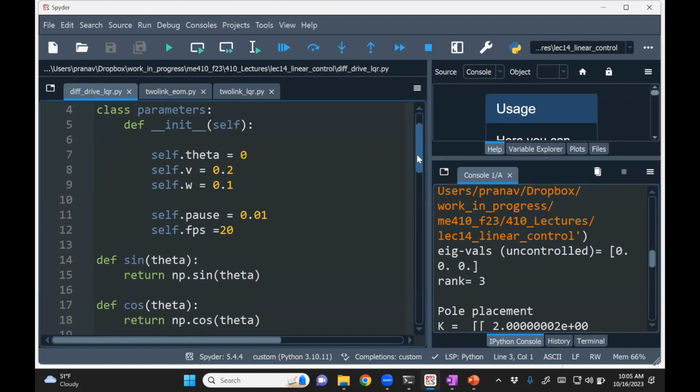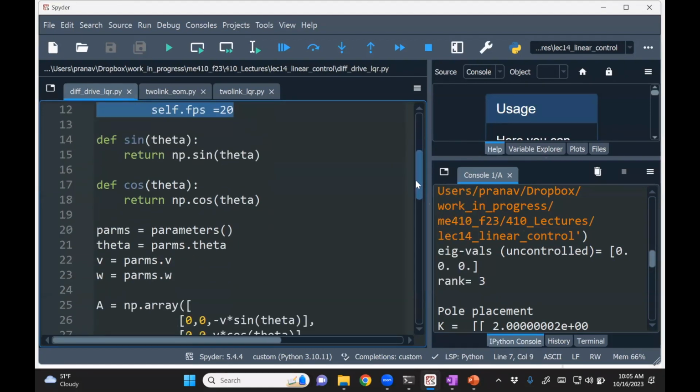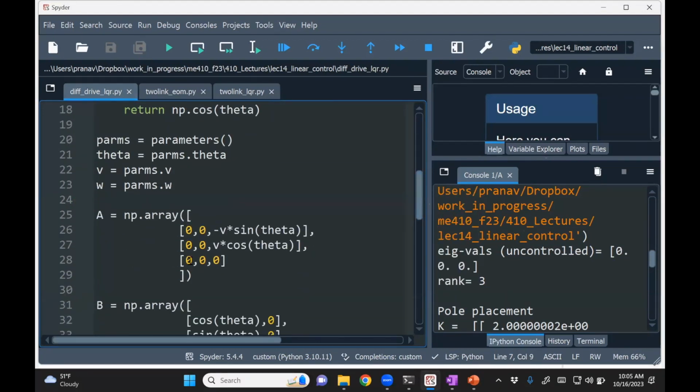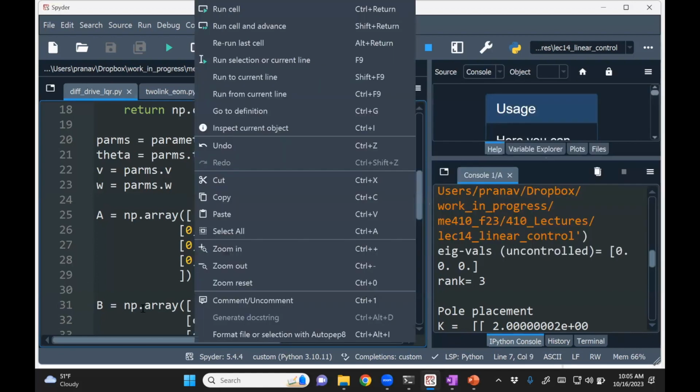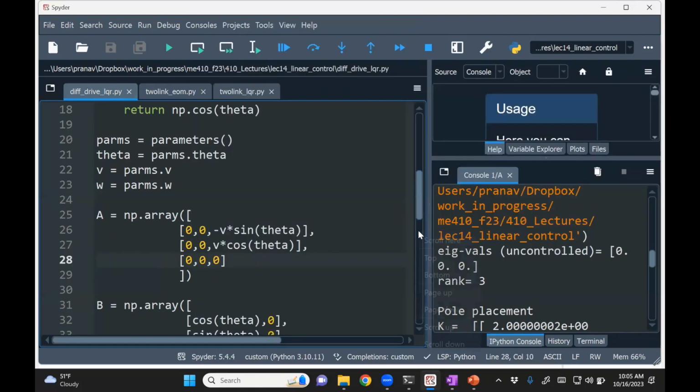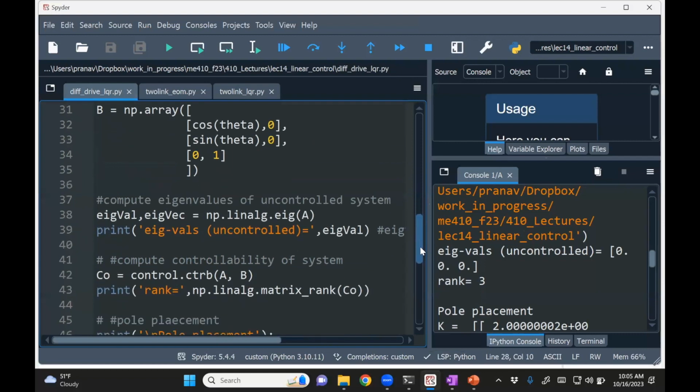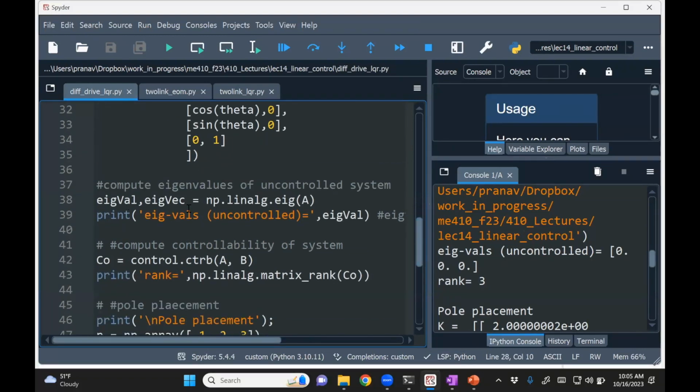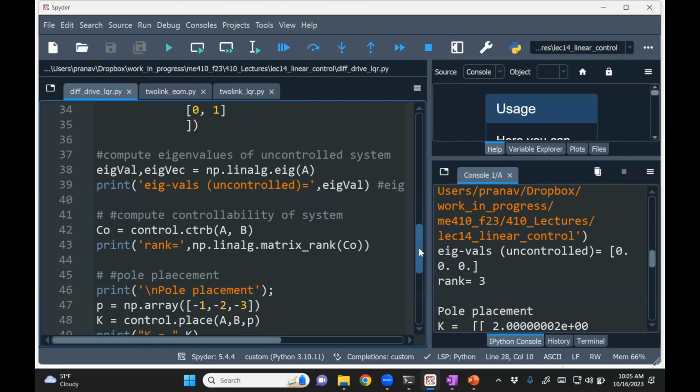So what goes in here is some operating points which are defined here. There is the A matrix, which is just copy pasted from my notes. There's a B matrix, copy pasted again from the notes. Then the eigenvalues of the uncontrolled system and the controllability matrix, which had rank 3. So it's controllable because the dimension of the system is 3. Right? The state is x, y, theta, so 3 degrees of freedom.